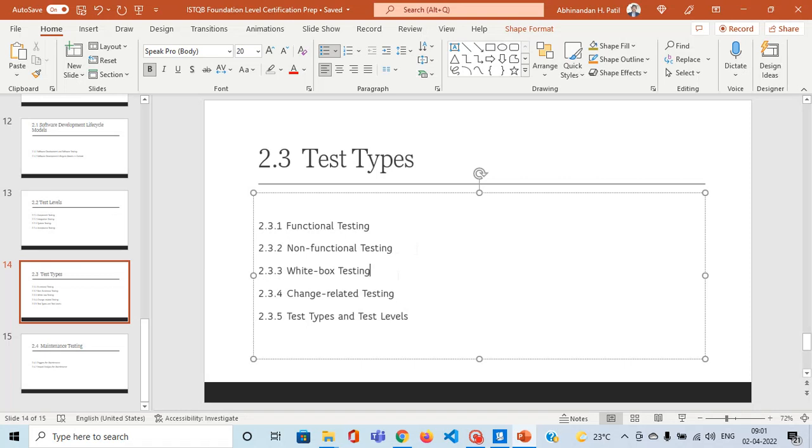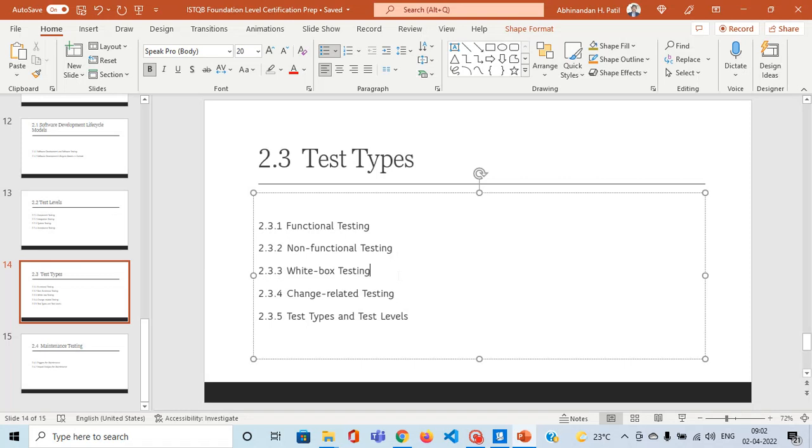Now next is white box testing. What we mean by white box testing is we take a peek into the code. Indeed, we look into the code, and we check whether the required statement coverage, required branch coverage, loop coverage, and condition coverage are met or not. There are tools for that, like you can attach a tool to the software and check whether the required white box testing is achieved or not.